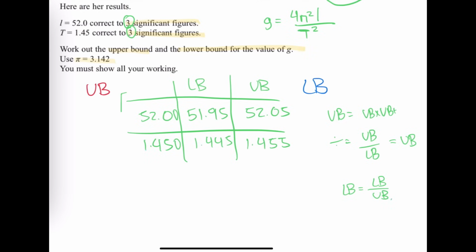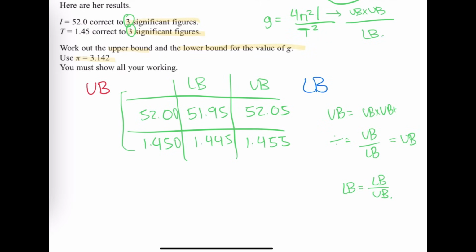So basically what we're going to do is multiply all of this, upper bound times upper bound, and divide this by the lowest bound, and we do the opposite for the other direction. So with the upper bound, we are going to get an answer of 98.4, and for the lower bound, we are going to get 969.